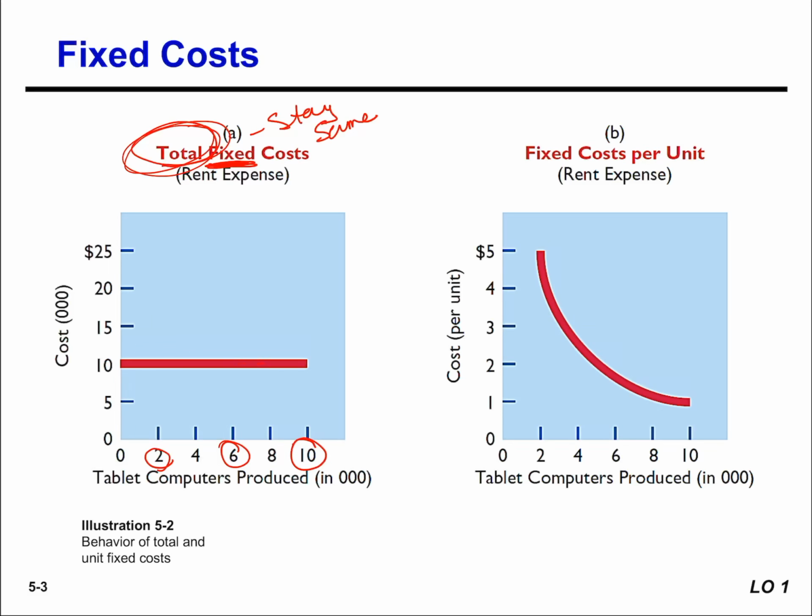What that means then is on a per unit basis, the more tablets I produce, that rent that we're talking about here is going to be spread over all of those units. So if it's 10,000 in total and I produce 2 units, then each unit costs 5. But if I produce 4 units, then each unit is going to cost less, right? So the more units I produce, the less it's going to cost on a per unit basis. So variable means it changes in total. Fixed means it stays the same in total.